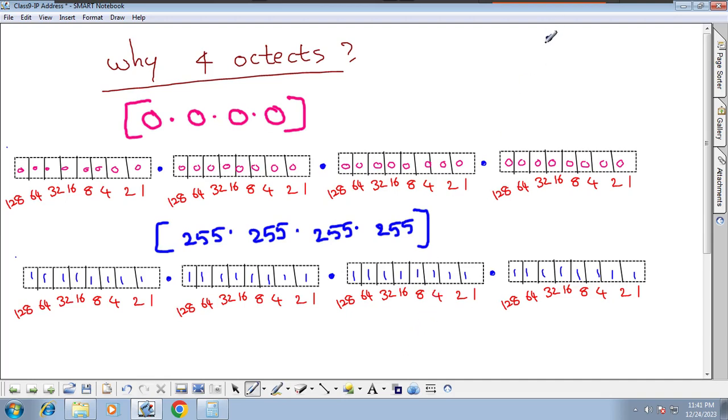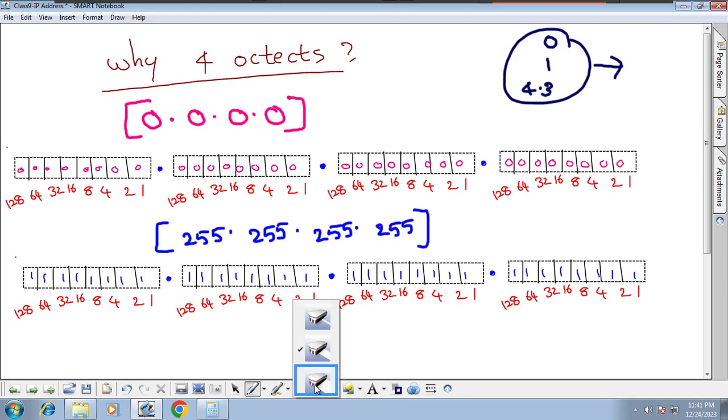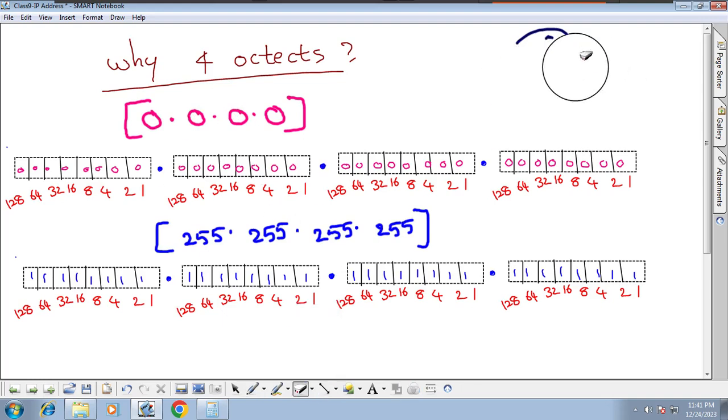Imagine you have a single number from 0 to 4.3 billion. Is that easier? Or something like 0 dot 0 dot 0 dot 0, 2 dot 0, 3 dot 0, something like this. Which one is easy? This one is easy, no? Yes, this one is easy. Maybe the first time you feel it is very difficult to understand, but when you start working with this, you will understand comfortably and feel it is very easy.